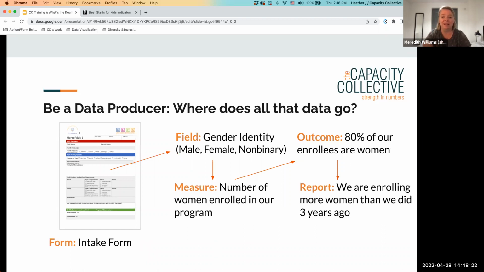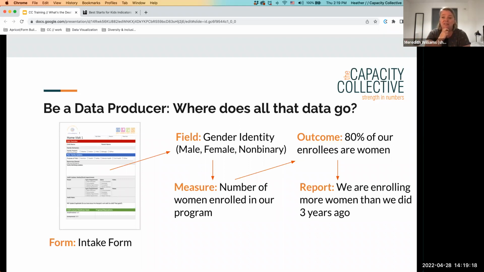So let's look at a specific example here. Most programs have something like an intake form. Again, that could be paper or electronic. And you probably ask a bunch of questions. Gender identity being one that's pretty common, right? So you're going to have a field that says something like gender or gender identity, male, female, non-binary, or maybe man, woman, non-binary, right? So that's a field that you probably have on your intake form. Well, that allows you to measure, well, how many women are enrolled in our program? And then you can compare that to men, or you can compare it to non-binary individuals. And then you can use those numbers to figure out your outcomes. Okay, so you may see that 80% of the people enrolling in your program are women. And then you can look, okay, is that more than last year? Is it less than last year?